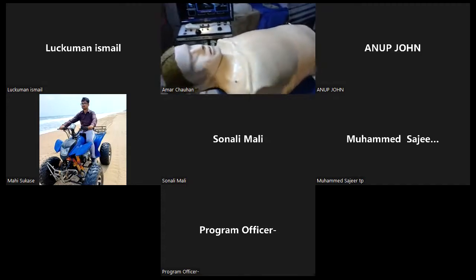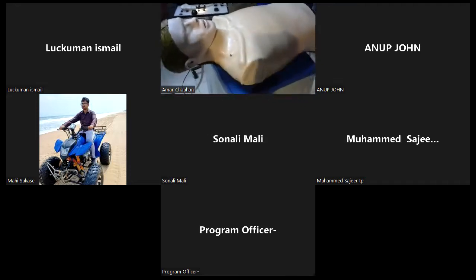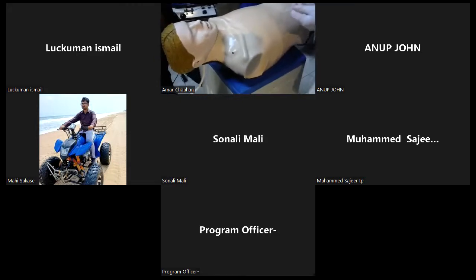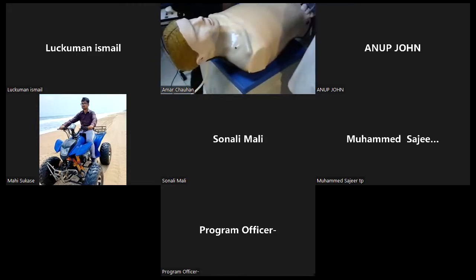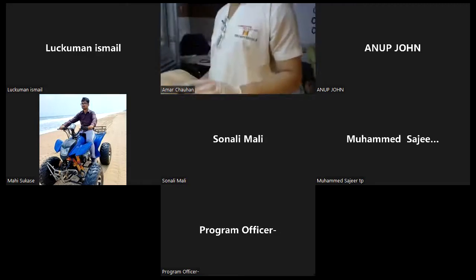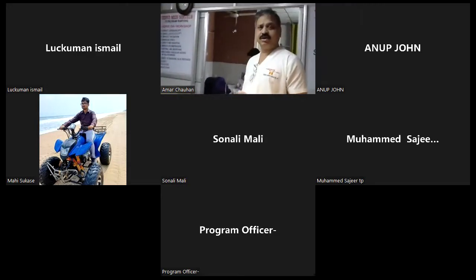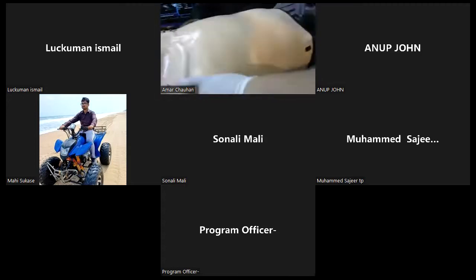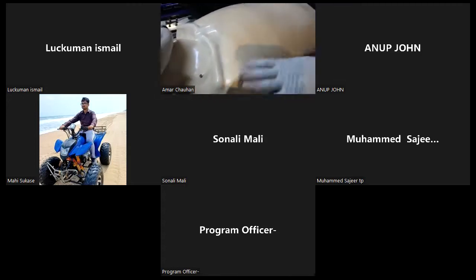This is a model we have. Okay, so I will do now. This is a separate mannequin for skill demonstration. I will be demonstrating needle decompression and the ICD. When you press this button, it automatically creates an artificial tension pneumothorax.